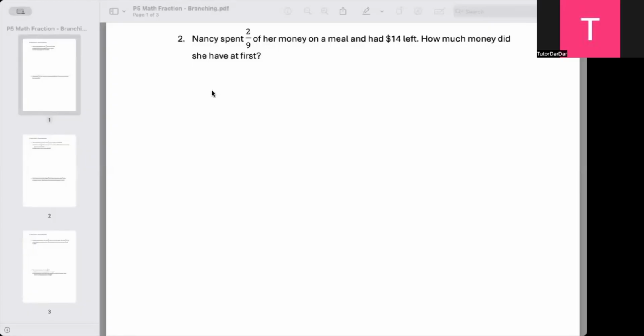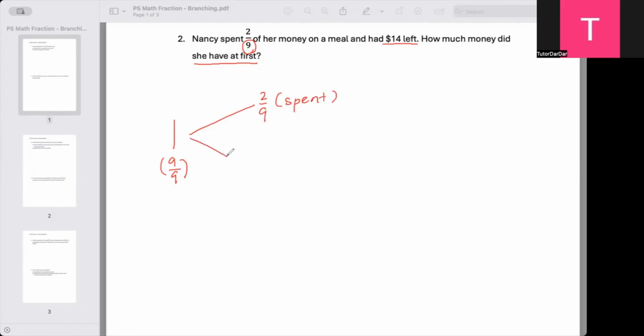Nancy spent 2/9 of her money on a meal and had $14 left. How much money did she have at first? So the money she had at first is always one whole. And you see that she spent 2/9 of her money. So this 9 is the total money. So one whole is going to be equivalent to 9/9. Okay, then she spent 2/9. So 2/9 is spent.